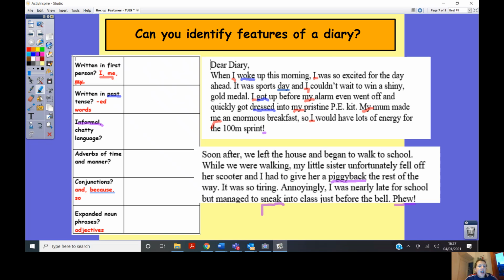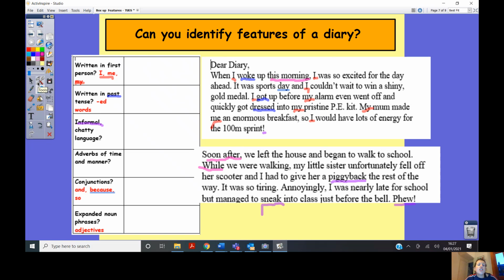So adverbs of time and manner, which are used as markers. We can see an example here. This is a great example. We should know these. Soon after, while, this morning. It's a marker of when things happened. Before. These always give standpoints, so your reader will know the order of things happening.